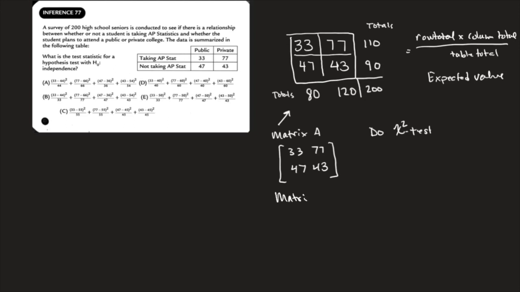All right, so matrix B, it was nice. It was all whole number values. Be careful, sometimes it's not, and that's perfectly okay.